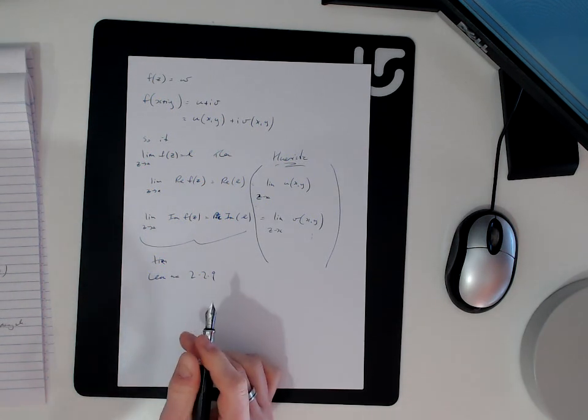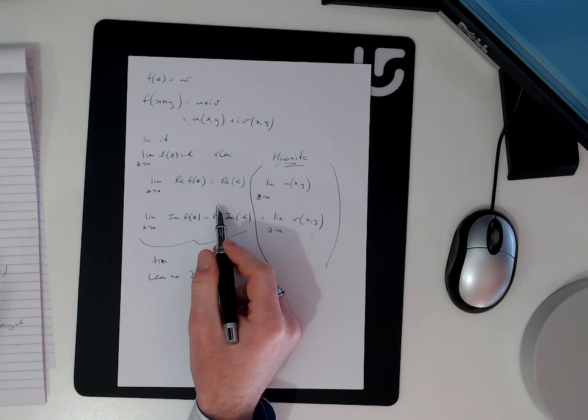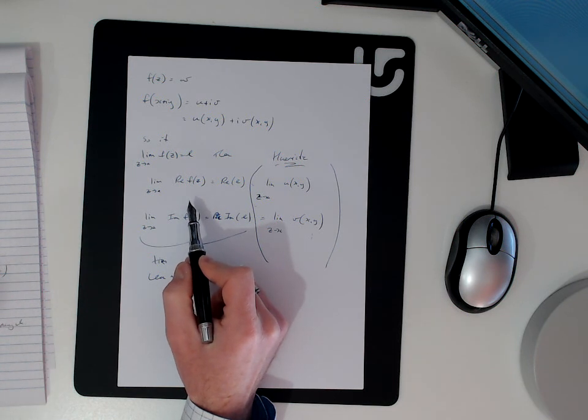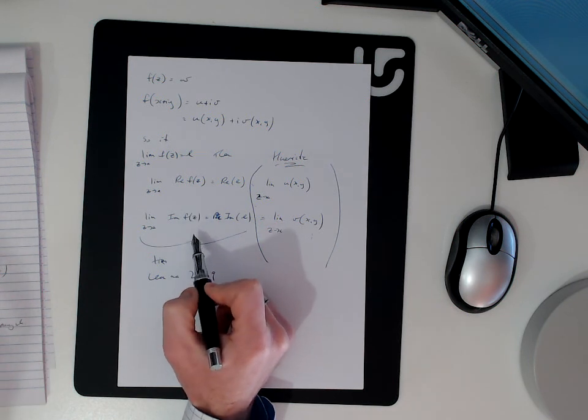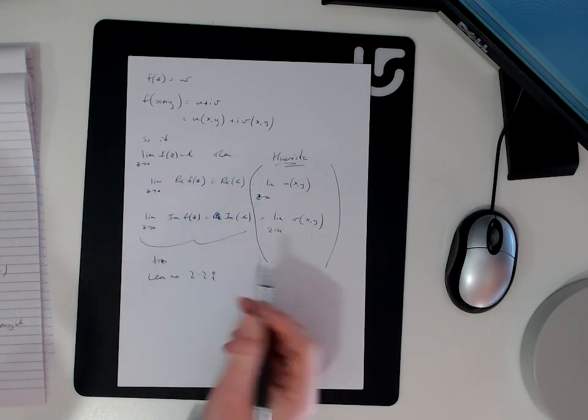Proof, a little bit of an exercise, but you will need to know about limits in the real case. So you need to know both of these things to be able to conclude that that is true. Going back.